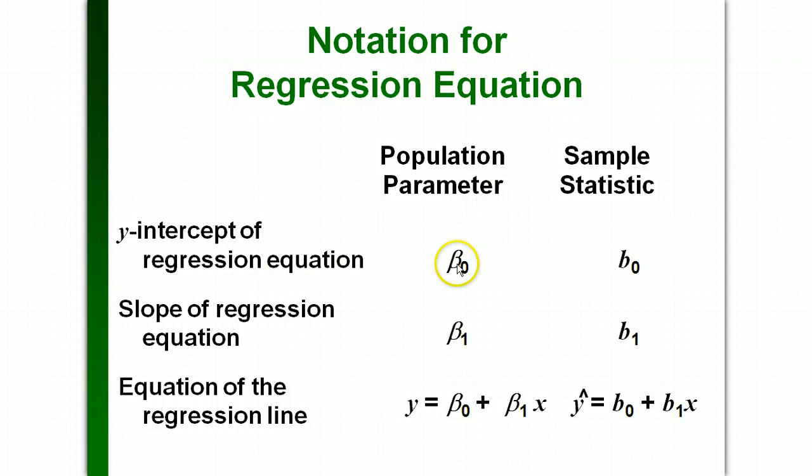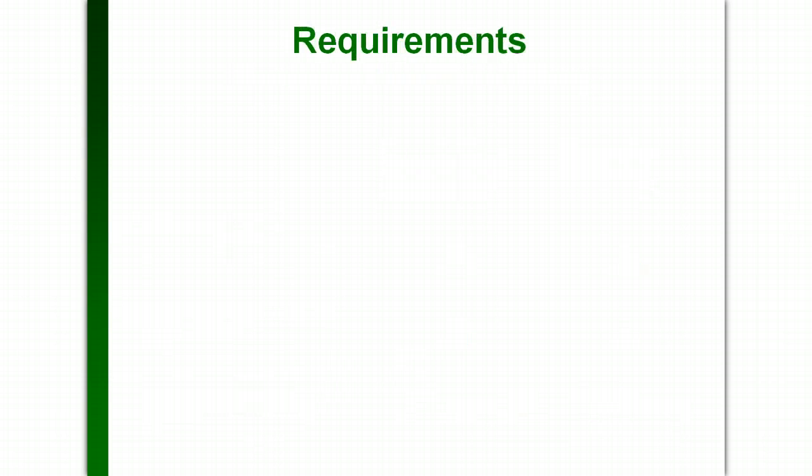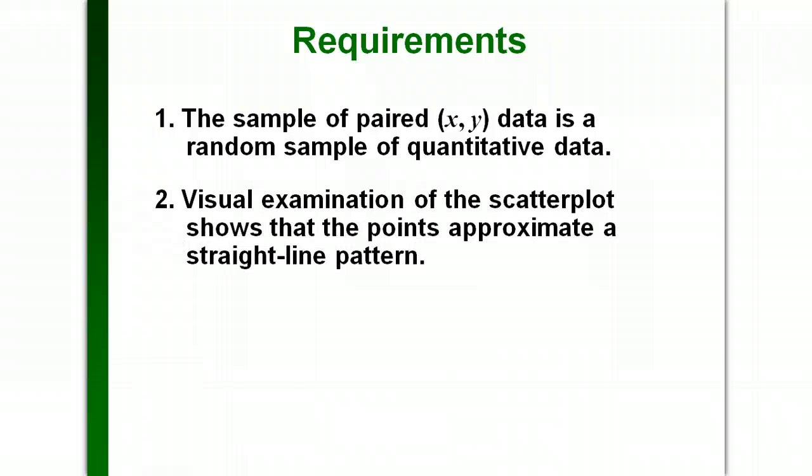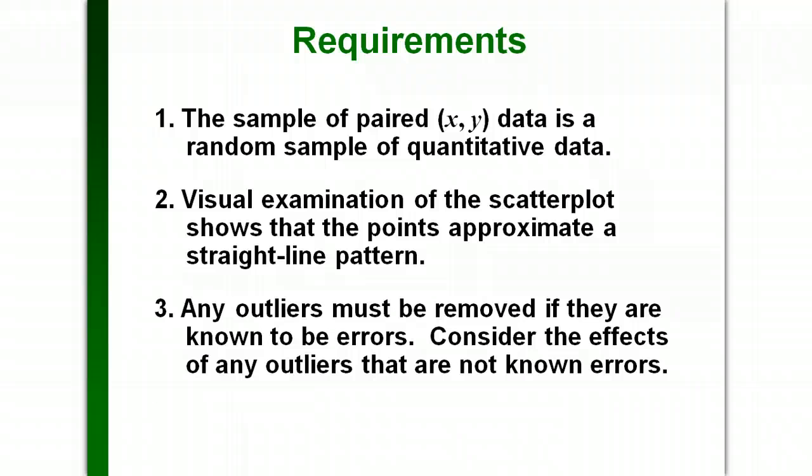Notation: if you're doing stuff for a population, you use the Greek letters, beta sub 0 plus beta 1, but normally you're doing it on samples, so you use the lowercase b's there. Requirements, just like before: you have to take a simple random sample of numeric, quantitative data. You look at a scatter plot and see that straight line pattern like we talked about. And if you have outliers, remember to remove those outliers because they can really throw things off.